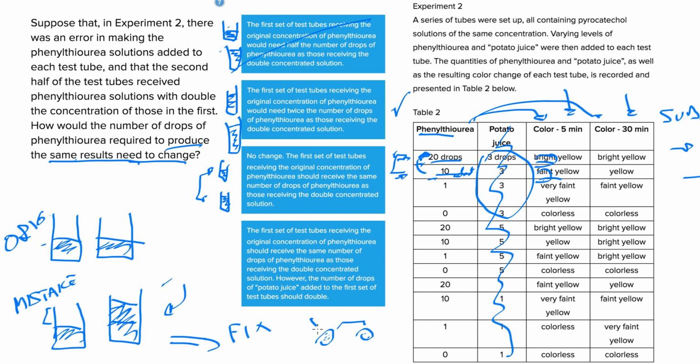We didn't have any examples where we double the amount of potato juice, but we see something similar when we go from 1 drop of potato juice and 10 drops of phenolphthalein to 3 drops of potato juice and 10 drops of phenolphthalein. I'm looking at these two because the only thing that's changing here is the potato juice. And it looks like after 5 minutes, the results are about the same, and after 30 minutes, the results are about the same. So if in these two, the potato juice is the only change, and that's not going to change the results, then these two answers are basically saying the same thing.